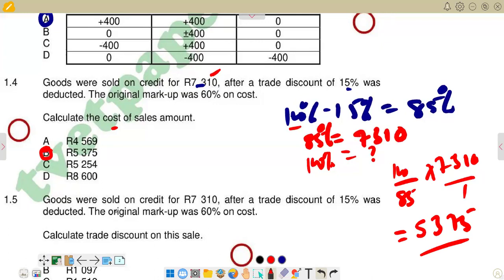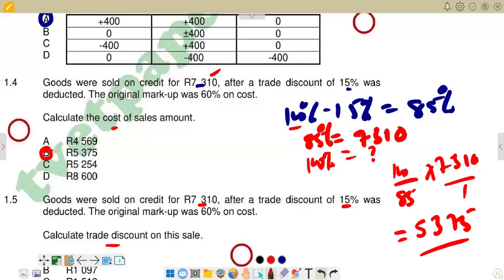Then 1.5 means goods were sold on credit for 7,310 after a trade discount of 15% was deducted. The original markup was 60% of cost. Calculate the trade discount. So in this case, we need the trade discount, and we know that the trade discount that we're given is 15%. And we are also given the total that goods were sold for. They were sold for 7,310 after a trade discount. So this is after a trade discount.